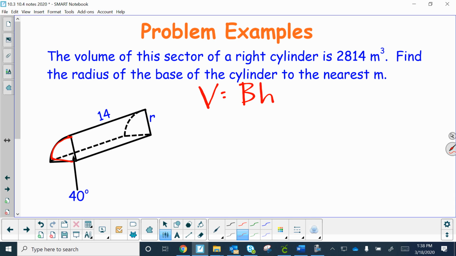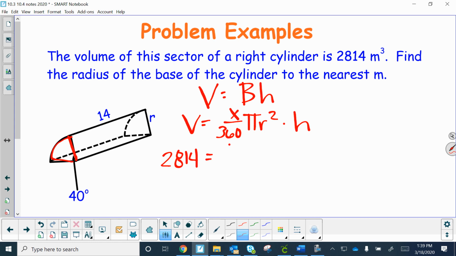So for the base, it's actually here. Let me outline the base. The base is a sector. And so I don't know if y'all remember how to find the area of a sector, but that's what this is right here. And so if you can recall that, it's x over 360 times pi r squared times the height. Okay, and that is going to be our volume. Now we know our volume, it's 2814. So I'm going to plug that in for V.